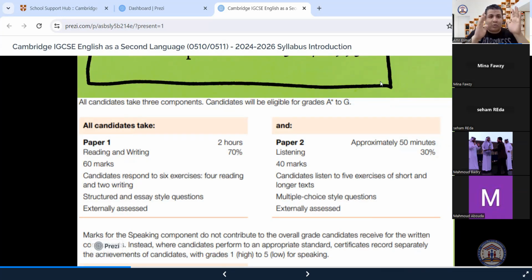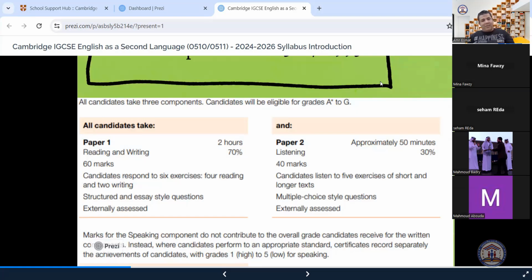Paper 1, which is reading and writing. Paper 2, which is listening. And paper 3, which is speaking. But what about the grading, the marks? Paper 1, which is reading and writing, will represent 70% of the student's grade. This paper lasts for 2 hours, and it is out of 60 marks.